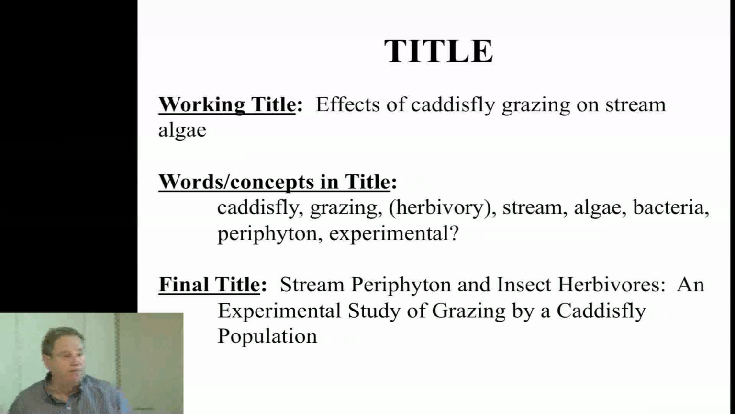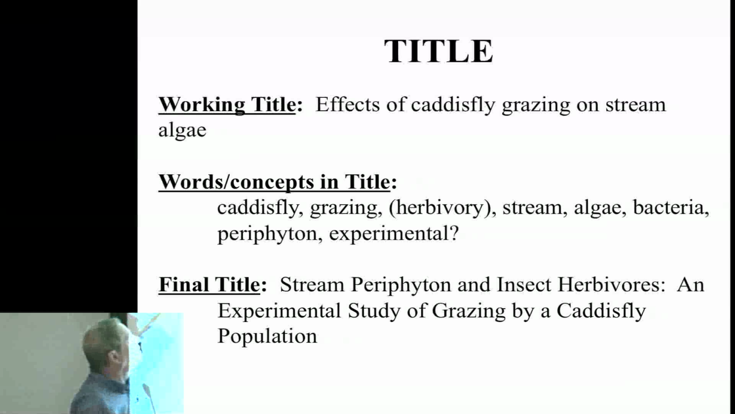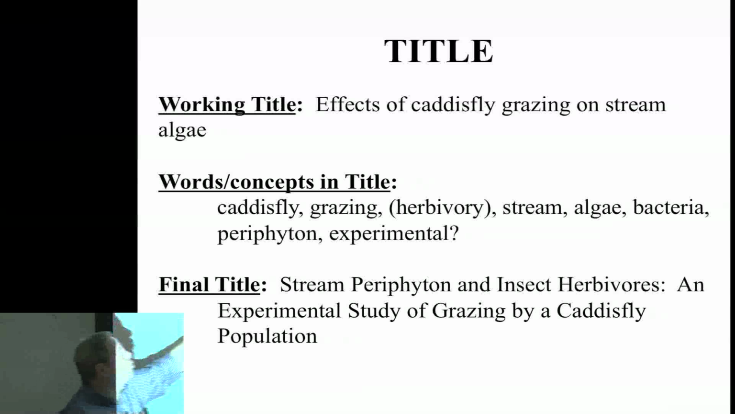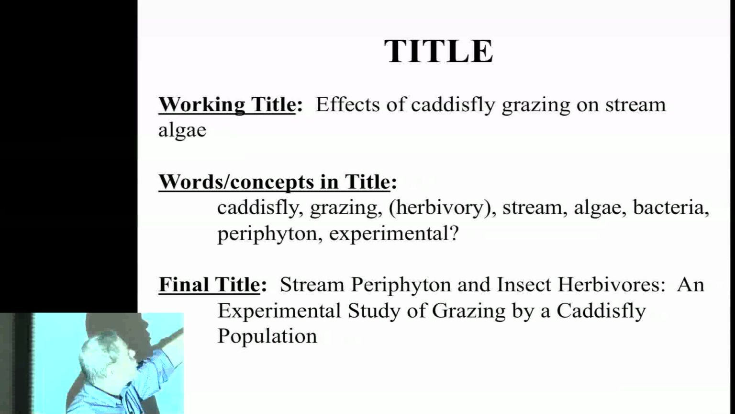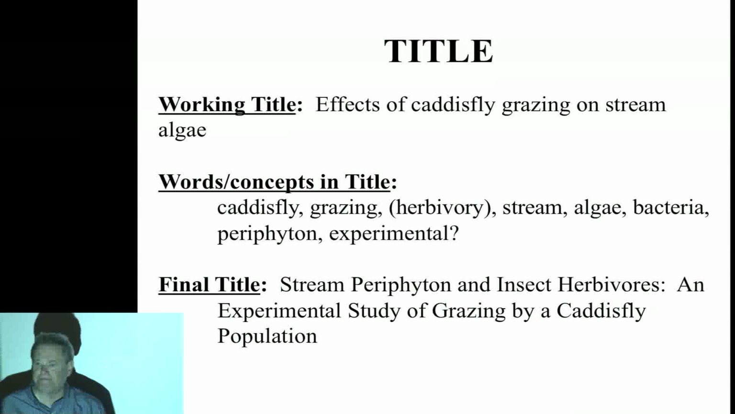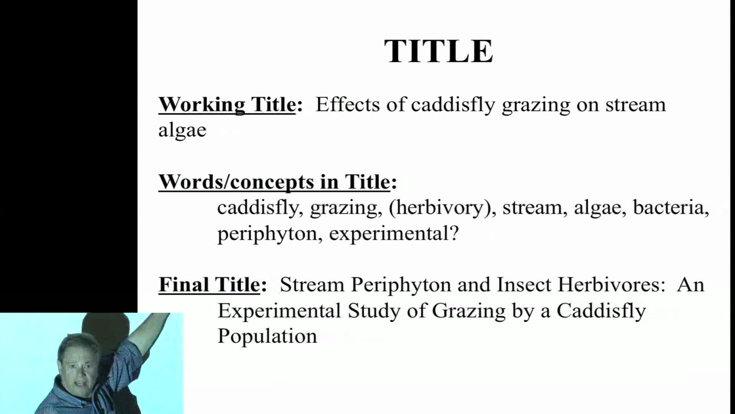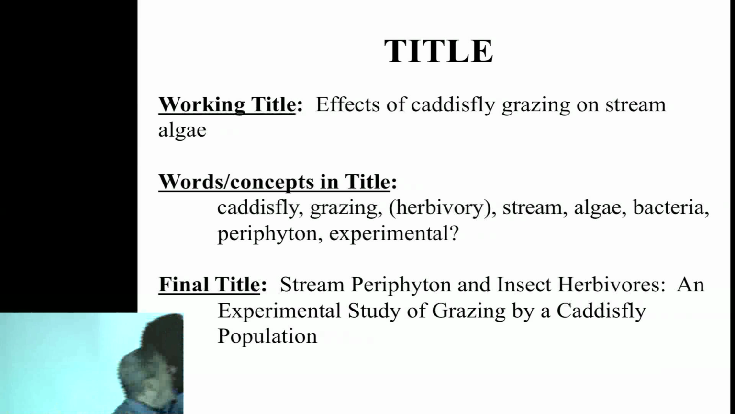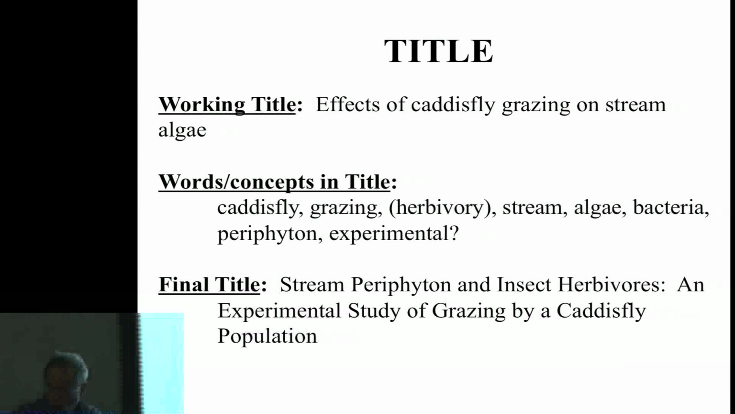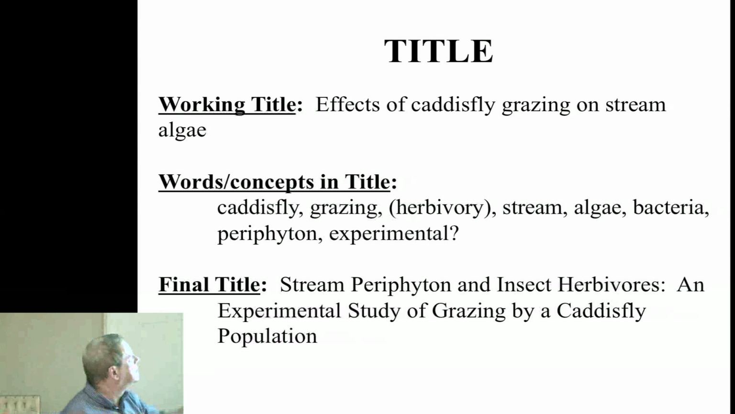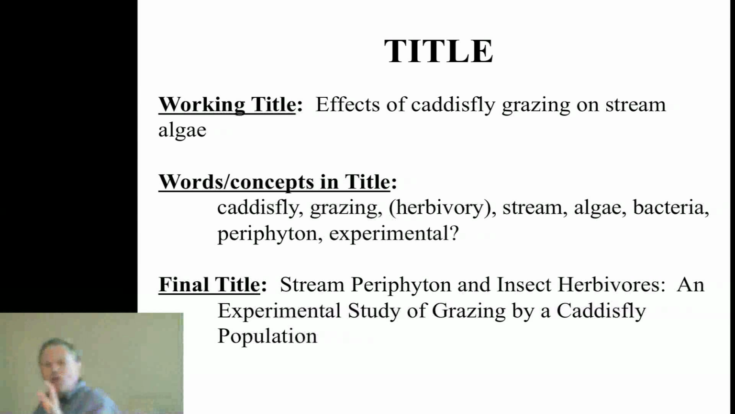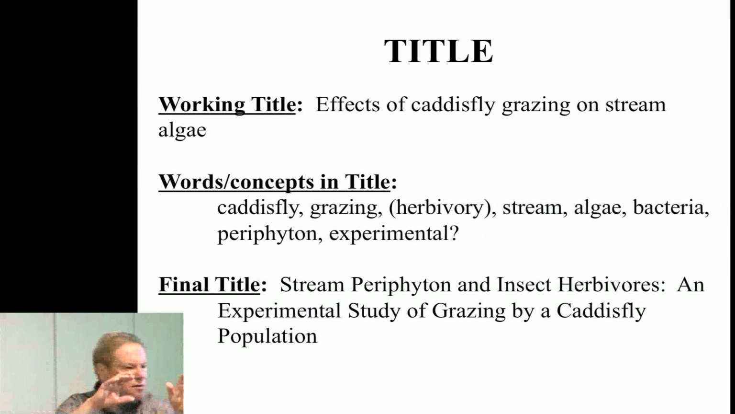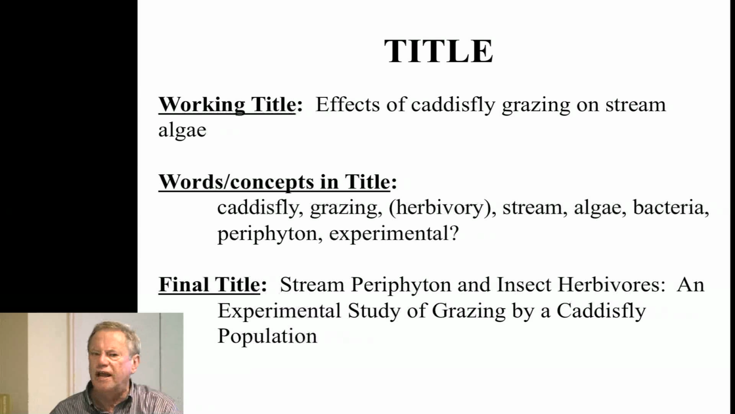Now, for example, the word caddisfly, because this was the study organism. The word grazing, because this is the process that we are studying. Herbivory is another word for grazing. Stream, because this is the habitat we're studying. Algae, these are the organisms that the grazers are eating. Bacteria, they're eating that too, but usually we call bacteria and algae together periphyton. And maybe we should put the word experimental in, because experimental is kind of an unusual way of studying grazing.